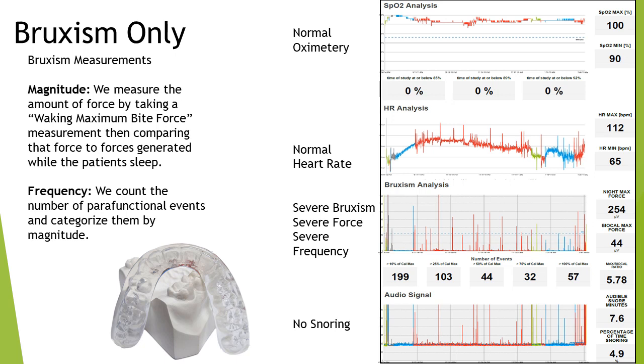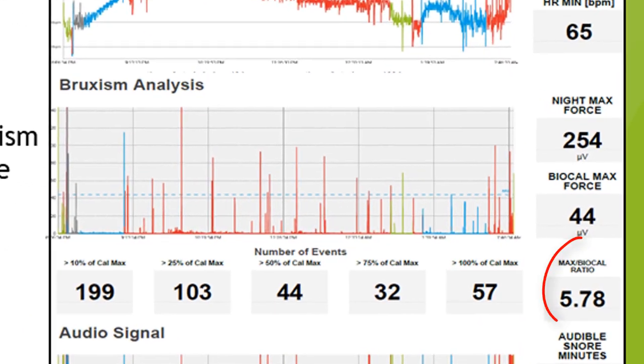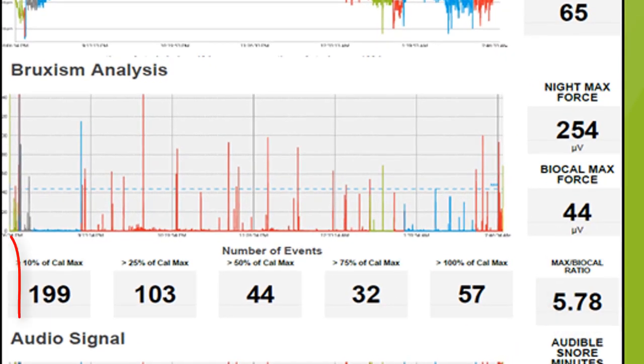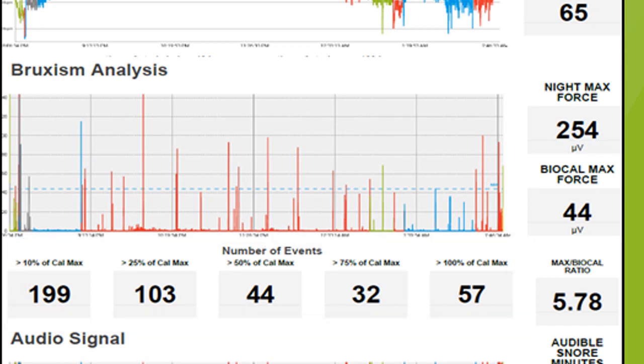So what makes this patient severe is if you look at the bruxism graph, the third one down, their ratio is 5.78. So remember, 3 is severe, so they're past severe. And their frequency along the bottom, those are very high numbers. So this is a patient that you would probably, whatever you would do for a normal patient that has a complaint related to their tooth wear or pain, whatever you would do for that patient, you could do this and not necessarily be concerned about their airway.